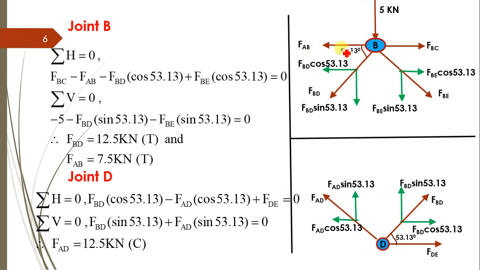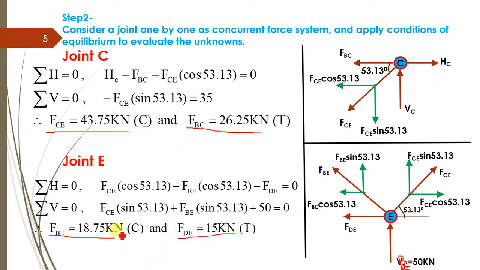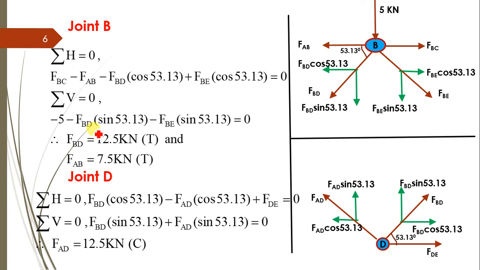minus FAB minus FBD cos 53.13 plus FBE cos 53.13 equals 0. Then, for vertical forces: minus 5 minus FBD sin 53.13 minus FBE sin 53.13 equals 0. Now substituting the value of FBE from the previous case in this equation, we solved FBD equals 12.5 kilonewton, and then substituting the value of FBD in the other equation, we determine FAB as 7.5 kilonewton. Both values are positive, so it is tension in nature.